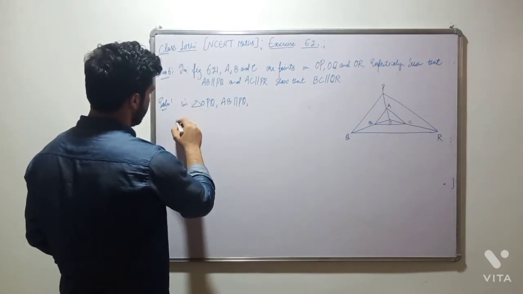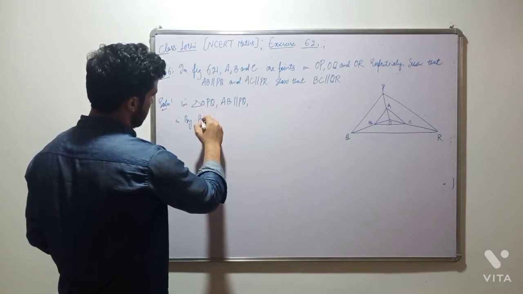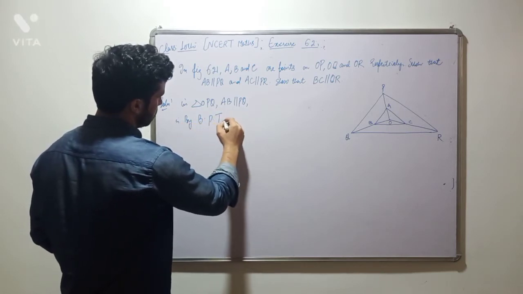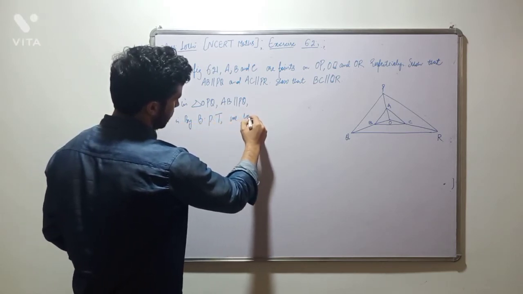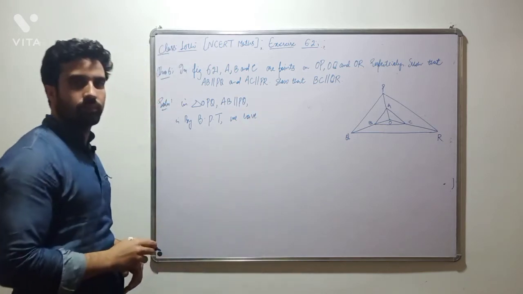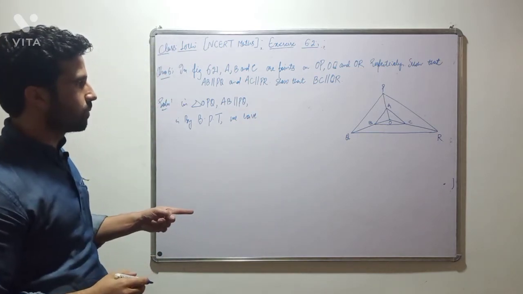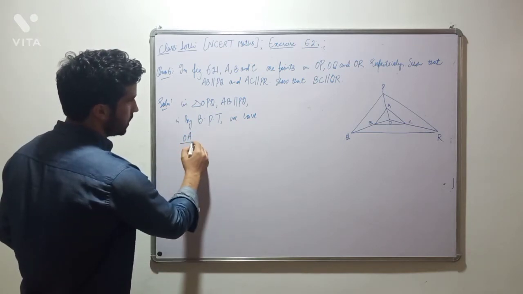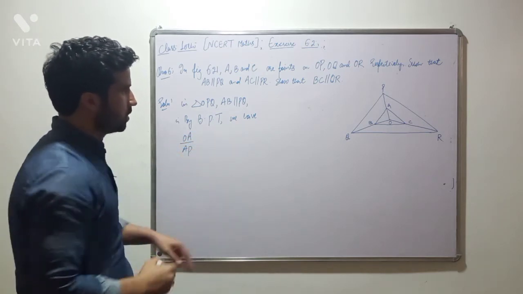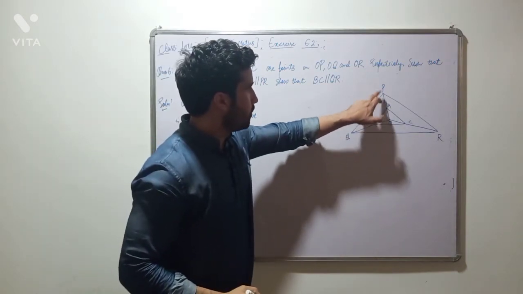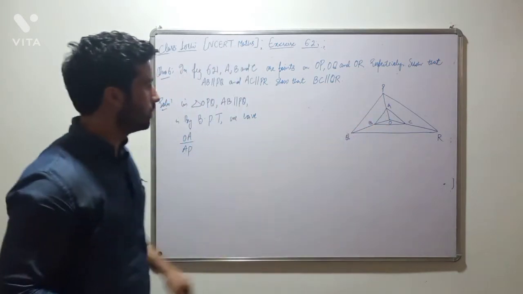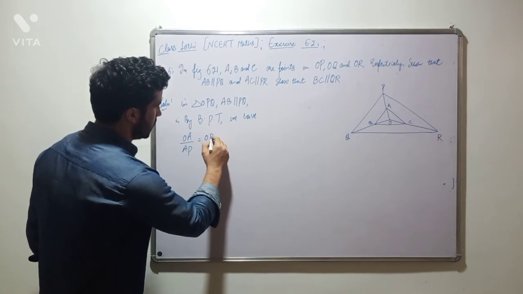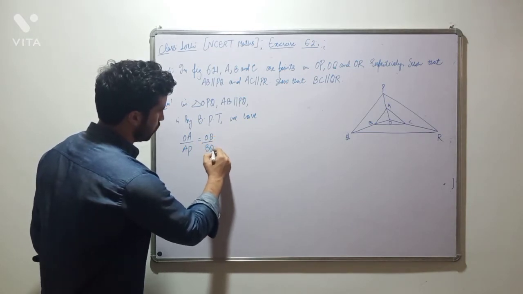Therefore, by basic proportionality theorem, we directly apply the basic proportionality theorem here, and this will give you OA divided by AP, OA by AP, this will be equal to OB by BQ. So this will be equal to OB divided by BQ. Okay, let that be first.